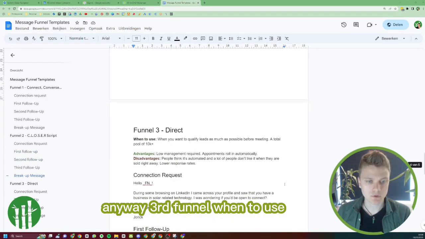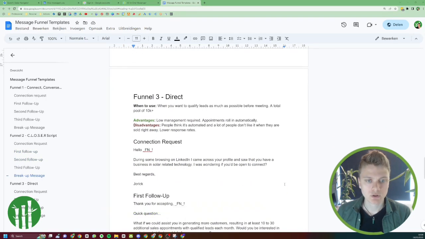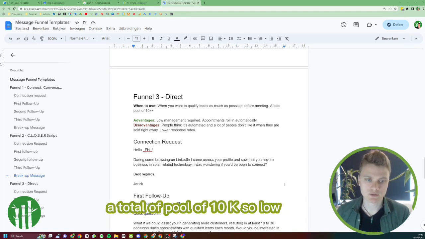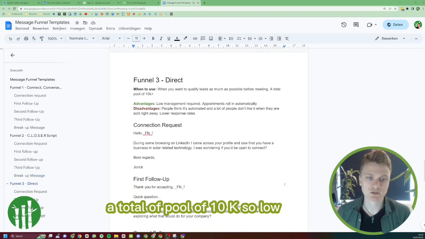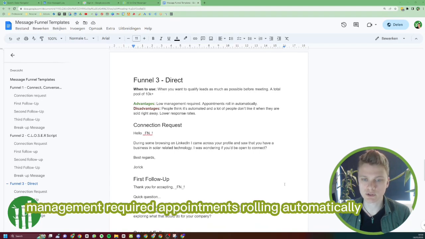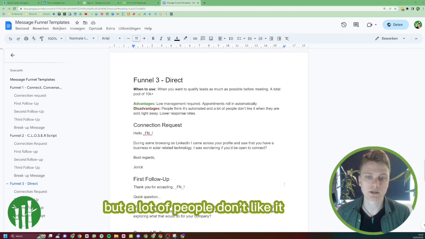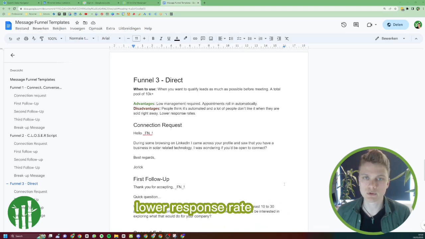Anyway, third funnel, when to use: we want to qualify leads as much as possible before a meeting, with a total pool of 10K. Low management required, appointments rolling in automatically. That's the advantage. The disadvantage is people can think it's automated, and a lot of people don't like it when they are sold right away. Lower response rate.